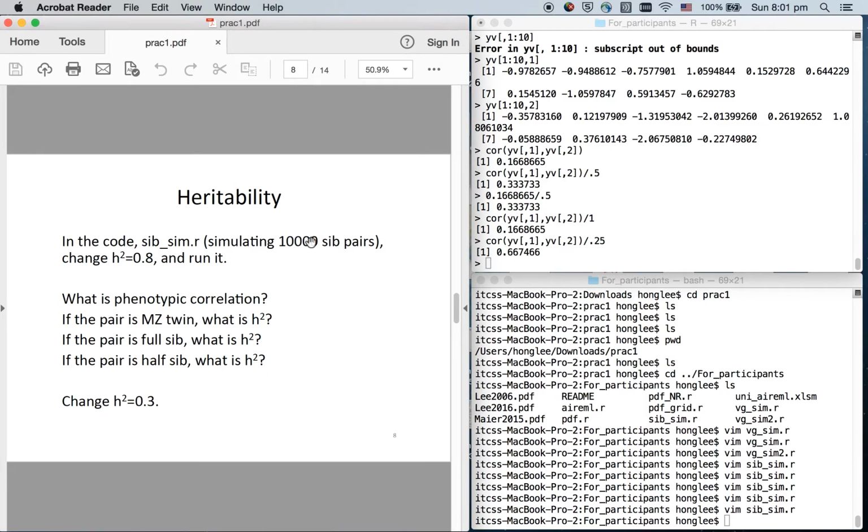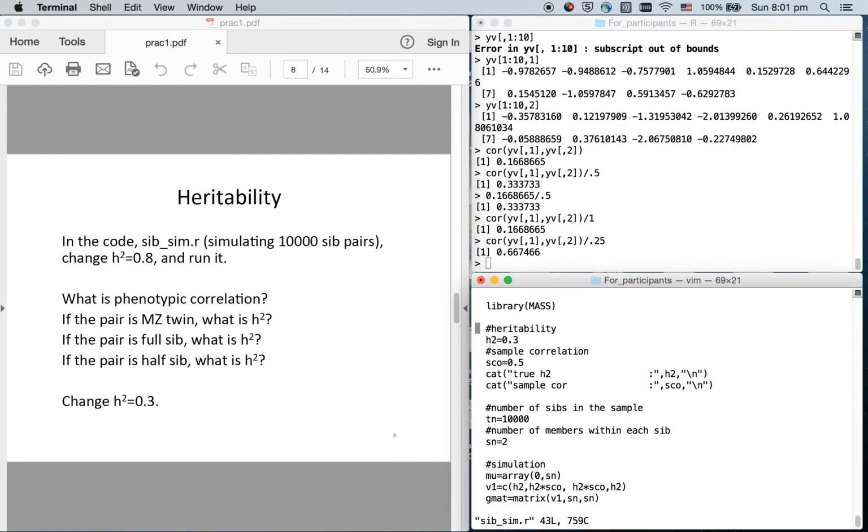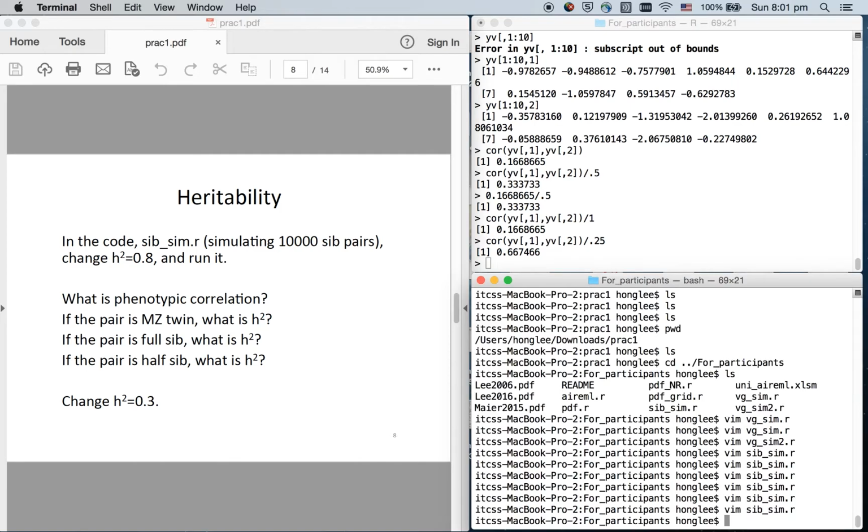So we go next. Yeah, then with the same code, except now heritability goes to 0.8, and run it. Okay, so we can run.